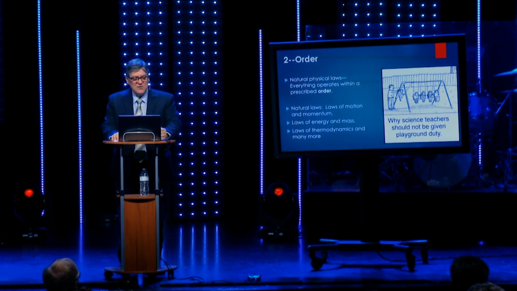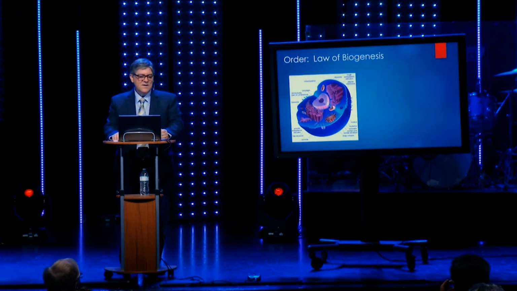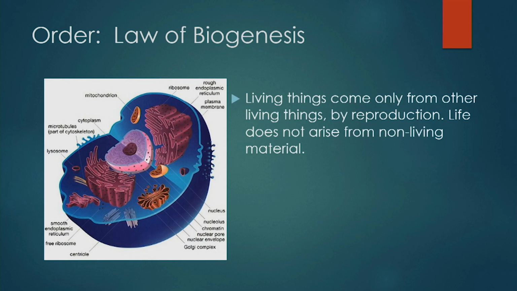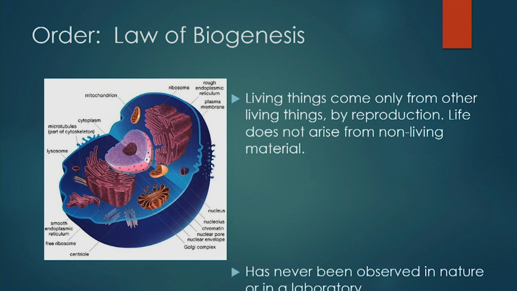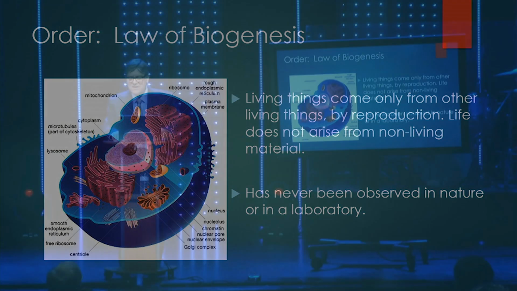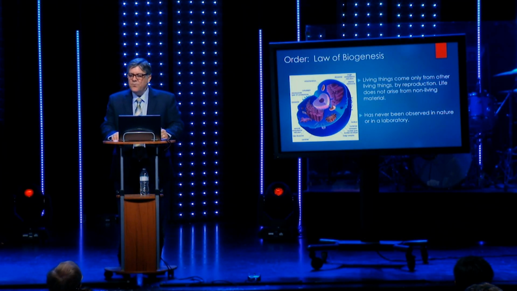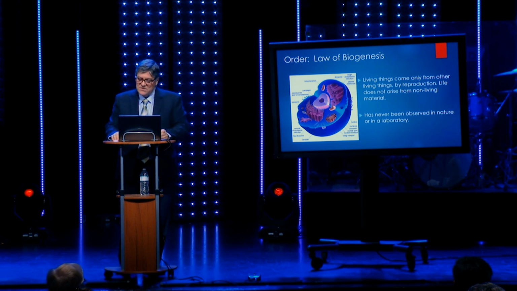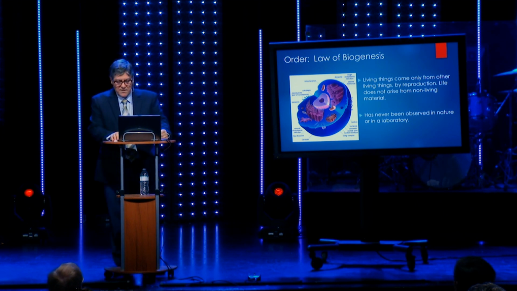But there are natural laws, such as laws of motion and momentum, laws of energy and mass, laws of thermodynamics, and more. And then here's a pesky law that evolutionists don't like to talk about, the law of biogenesis, which says this: that living things come only from other living things by reproduction. Life does not arise from non-living matter or material. In other words, we've never observed this in nature, and we've never seen it happen in a laboratory, but many evolutionists don't like to call this a law because they still hang on to the hope that they'll prove somehow that life emerged from non-living matter billions of years ago. But since it's never been observed in nature or in a lab, it's probably safe to call it a law.